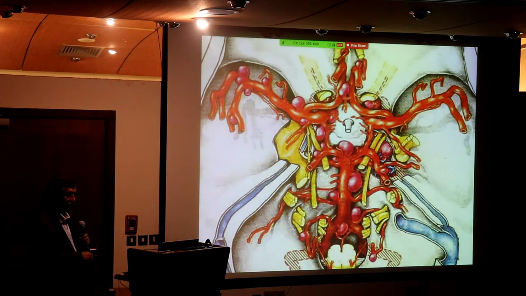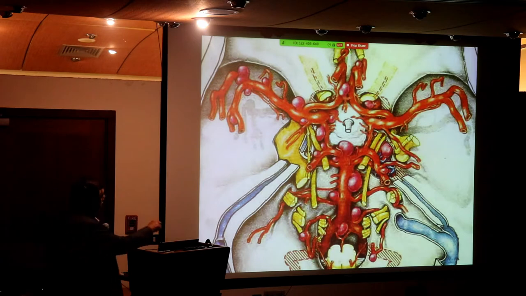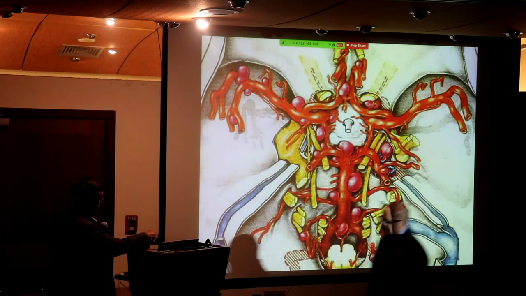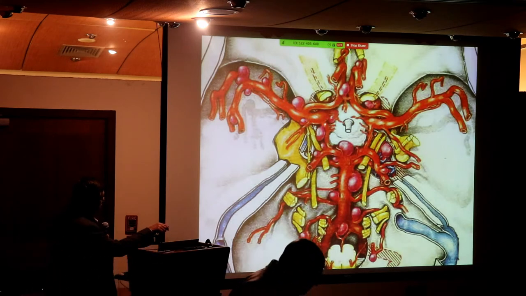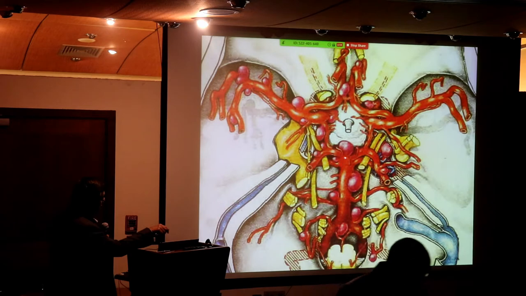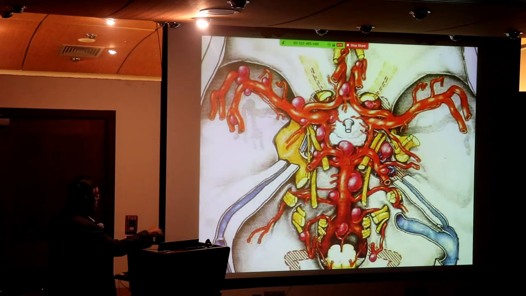Again, this is from Yasargil's book. Beautiful thing. All the aneurysms are put in one diagram. This is the circle of Willis, carotid artery, middle cerebral artery, anterior cerebral artery, posterior communicating, basilar artery, posterior cerebral, superior cerebellar, basilar, vertebral, PICA, etc. So these are the summation of aneurysms.